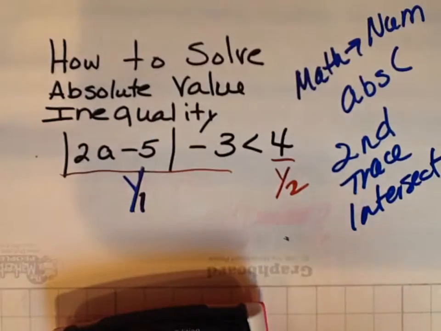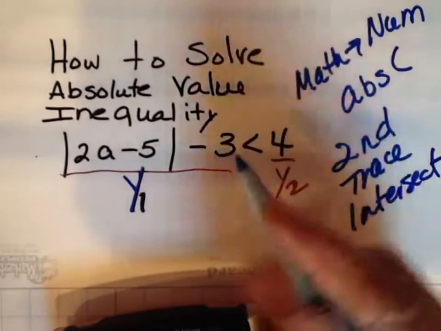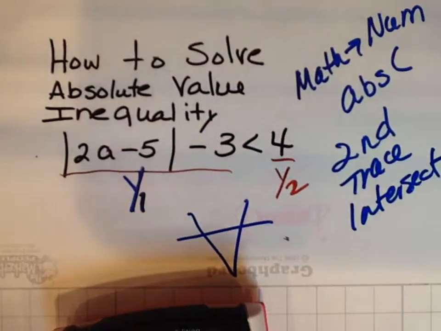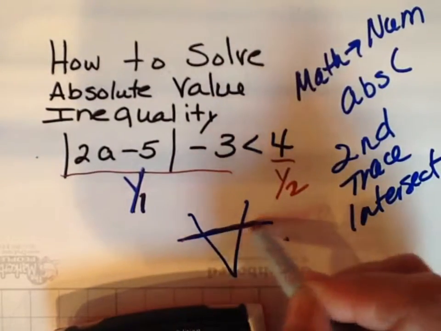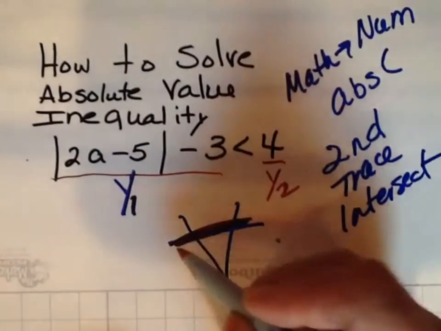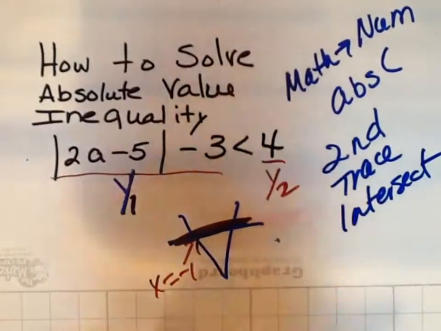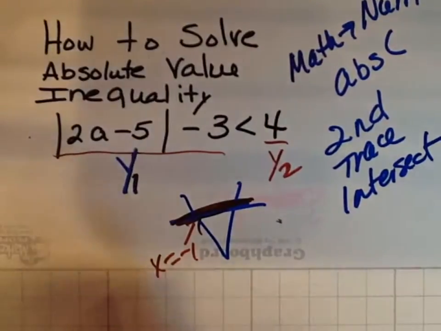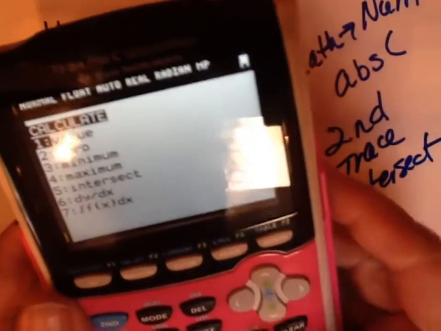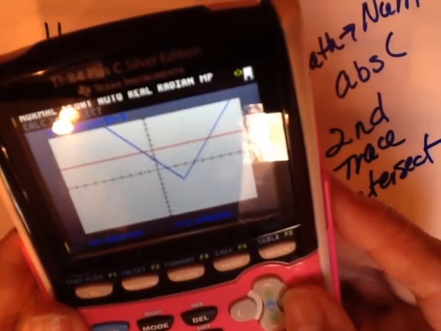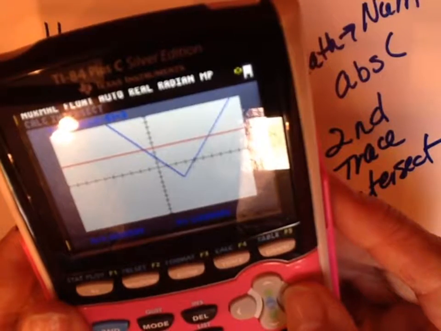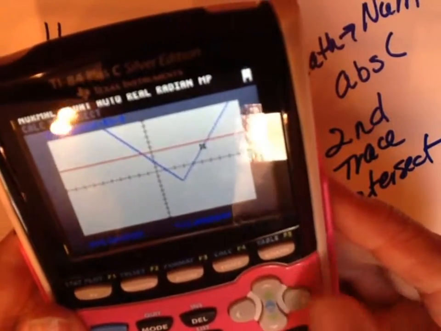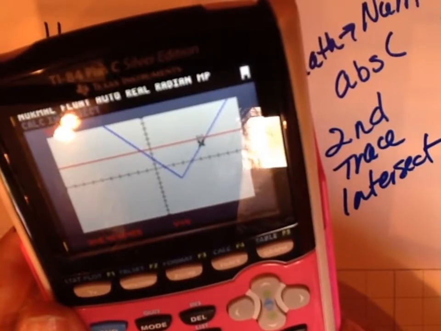So that's the one point where they cross, and I'll draw them here. That point right there, my x is equal to -1. So it gives me one solution there: x is -1. I have to find the other one, so I have to do the whole thing all over again. I go to second and trace, and I want to go down to number 5, which is intersect. But now I have to move over closer to this other point where they intersect before I hit enter, so on the blue line, on the red line, and guess.